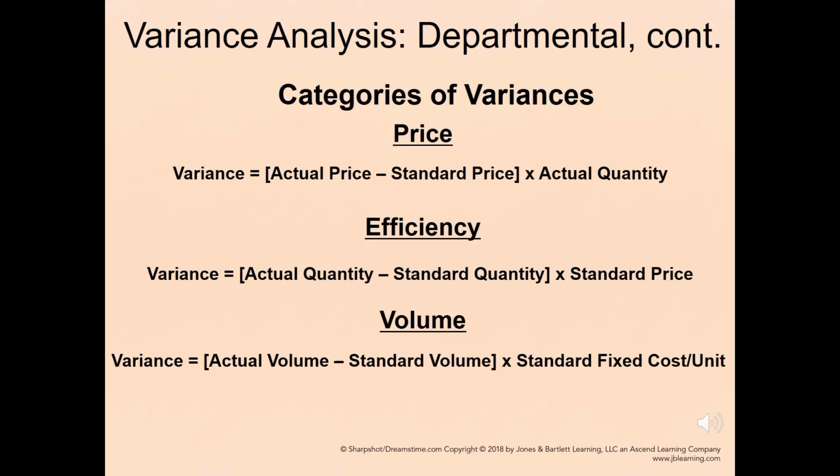Categories of variances, again, price: the variance equals actual price minus the standard price times the actual quantity. Efficiency: that variance is the actual quantity minus the standard quantity times the standard price. And volume: the variance is actual volume minus the standard volume times the standard fixed cost per unit.